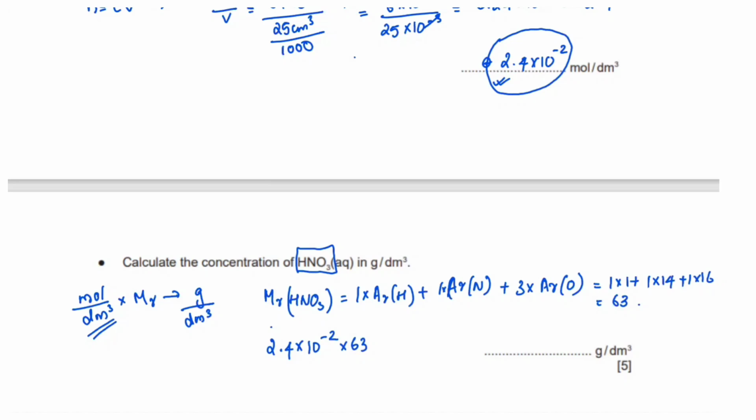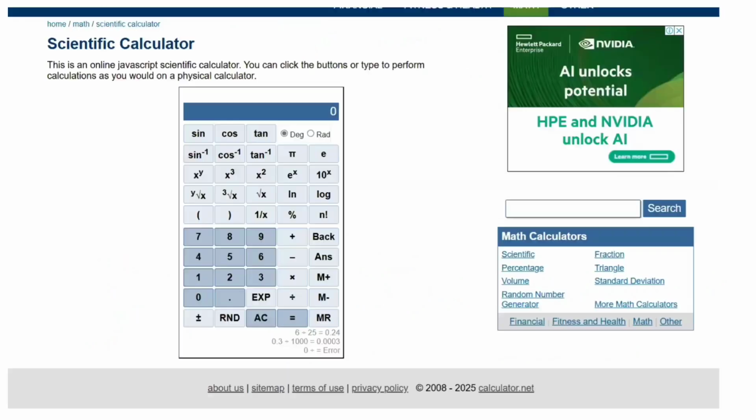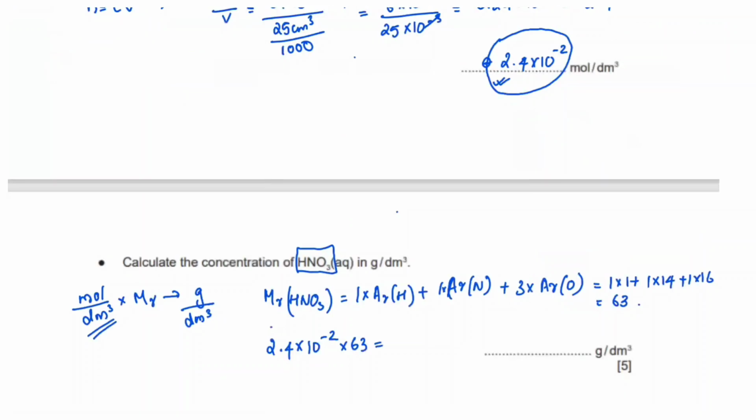per decimeter cube. So if we use the scientific calculator, 2.4 into 63 will give you the answer as 151.2, that into 10 raised to minus 2. Or this can be written as 1.512. The answer is 1.512. So I hope this is clear.